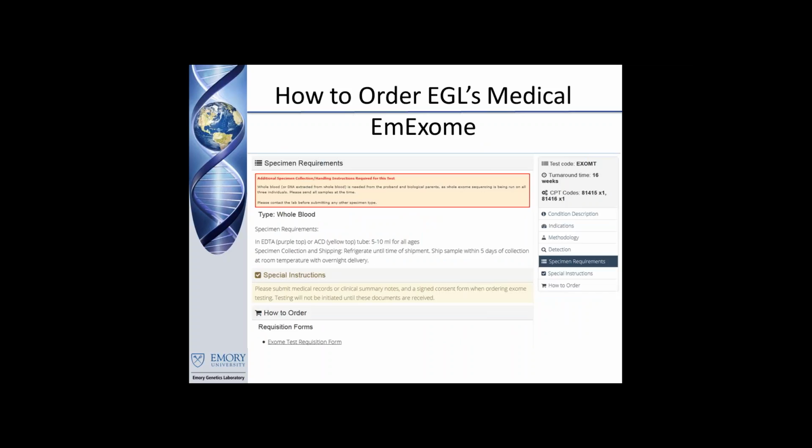We do require whole blood samples on both the proband and the parents if we're doing trios. In addition to the blood samples, we need the medical records or some clinical summary notes for the patient. That way we're able to tell what's phenotype related and what's not. And we also need a signed consent form, and we'll talk more about the consent form in a couple of slides. The consent forms are located on the test requisition, and there's a link to that requisition at the very bottom of the website.